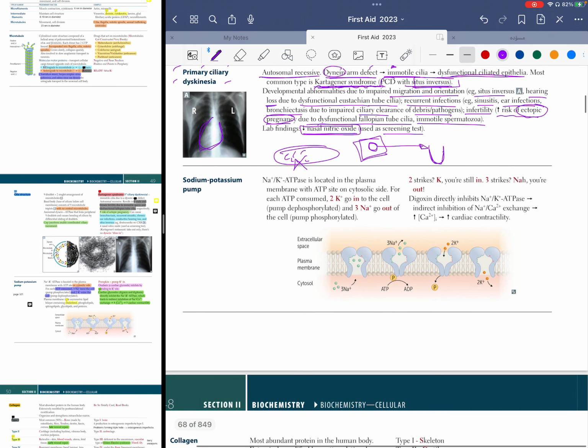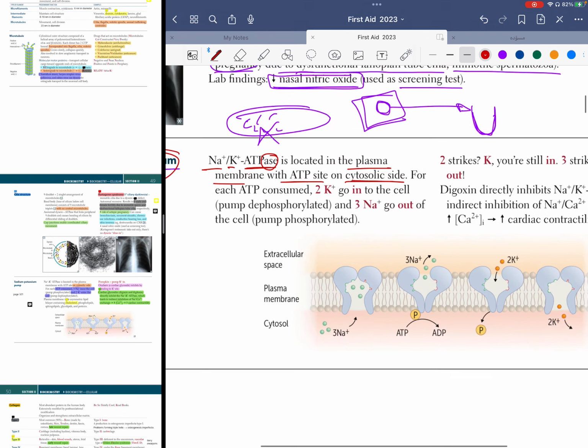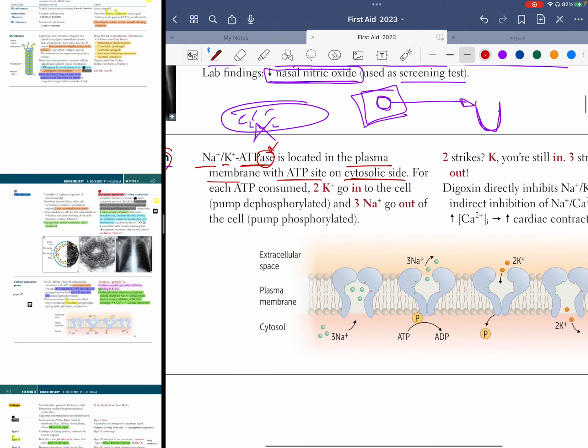Okay, for the sodium potassium pump, it's the sodium potassium ATPase, so it requires energy. It's located in the plasma membrane with the ATP site on the cytosolic side. Okay, so it requires energy.